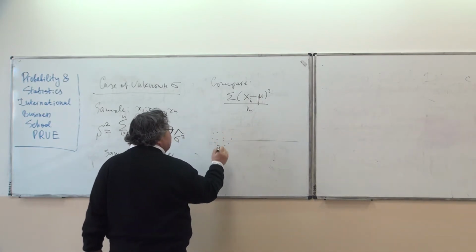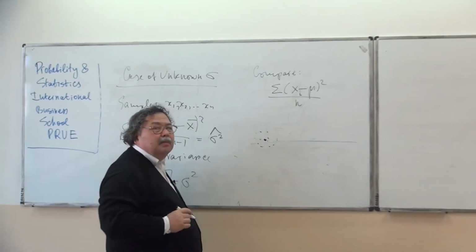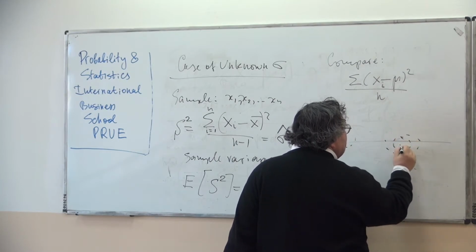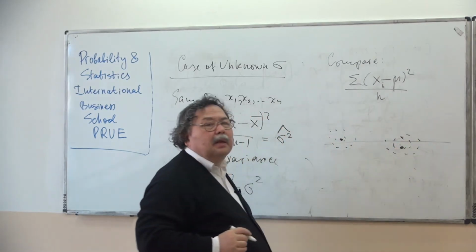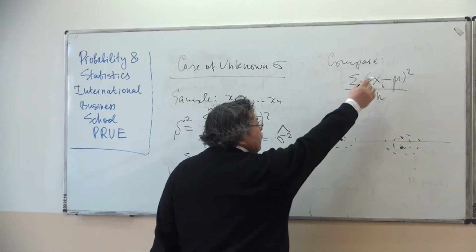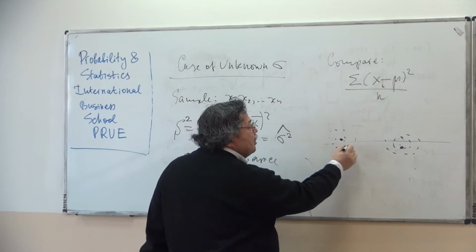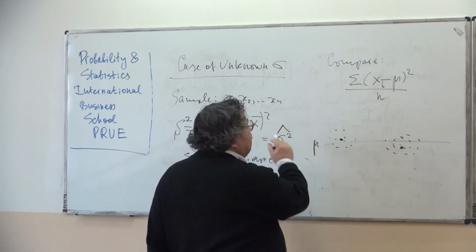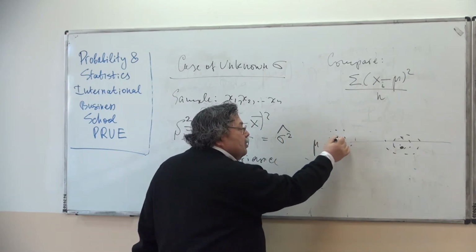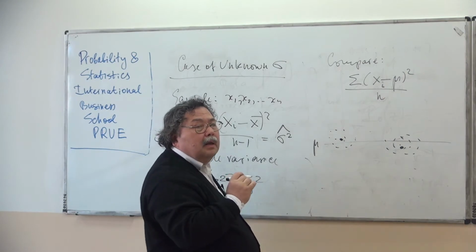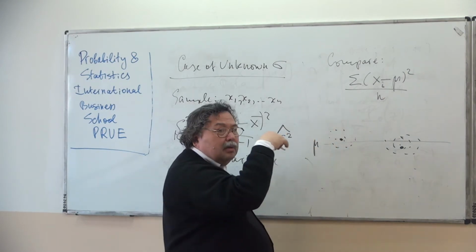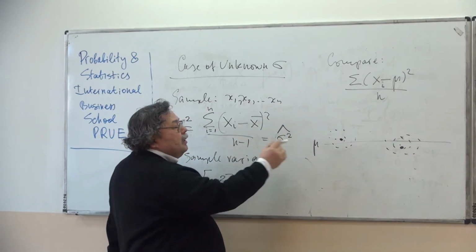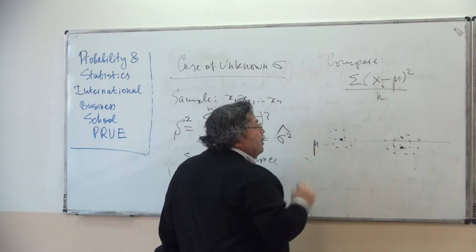This is sample 1, and this is its sample mean. And this is sample 2, and this is its sample mean. Look at this. Here we take deviations of the sample points from the true mean, and this is mu. And here we take the deviations of the sample points from the sample mean. Because the sample mean is computed from the same sample points, the mean deviation here will tend to be smaller than the mean deviation here.